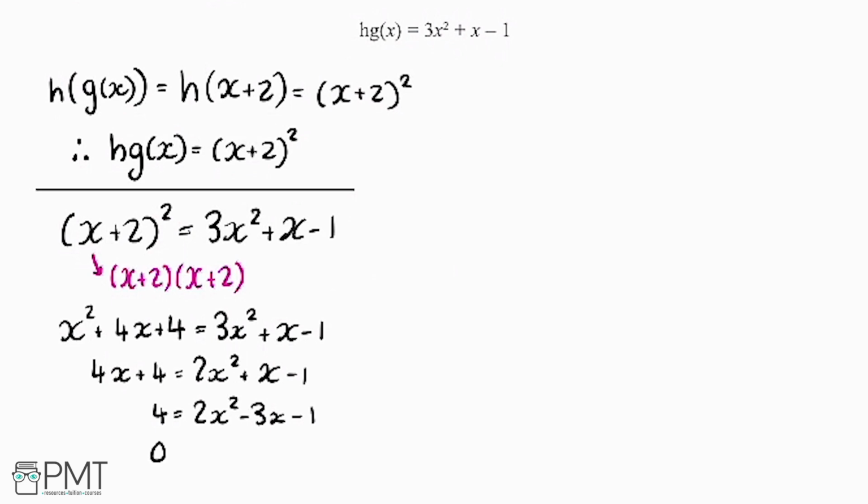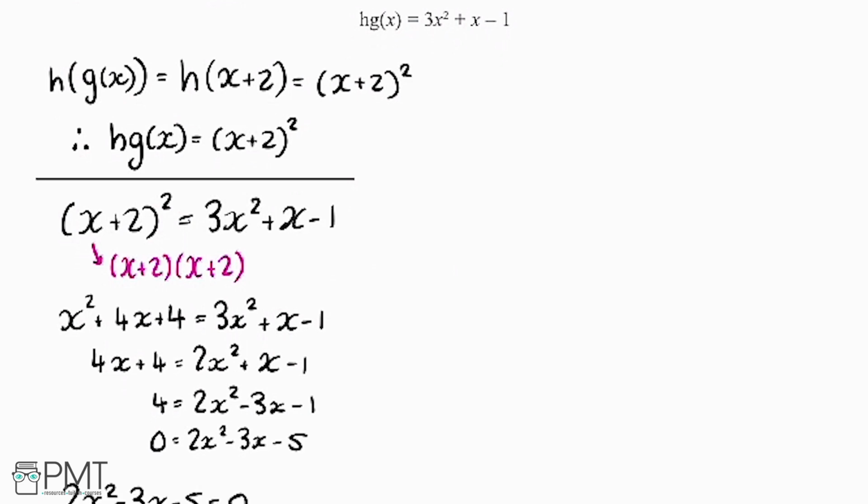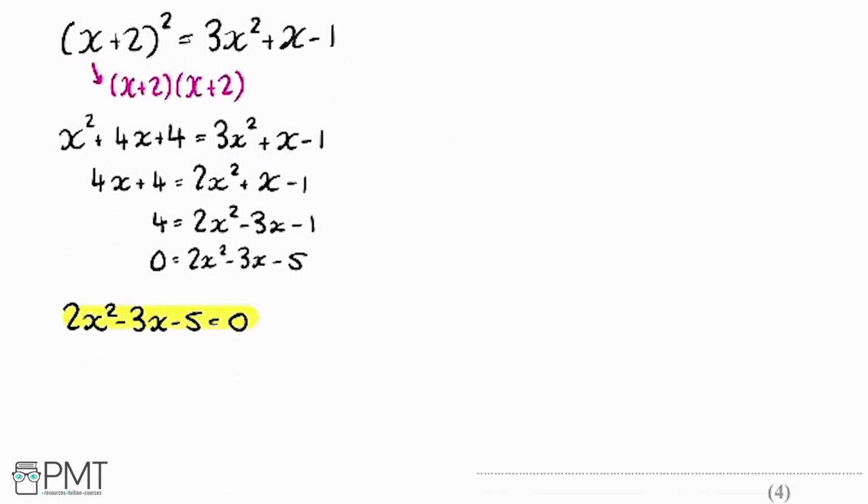So on the left, we're going to have 0. On the right, still 2x squared minus 3x, and minus 1 minus 4, giving us minus 5. Amazing. So this is the equation that we've now got to solve.